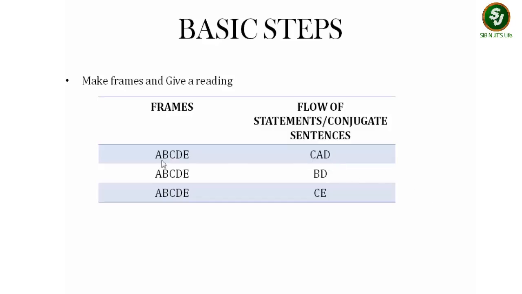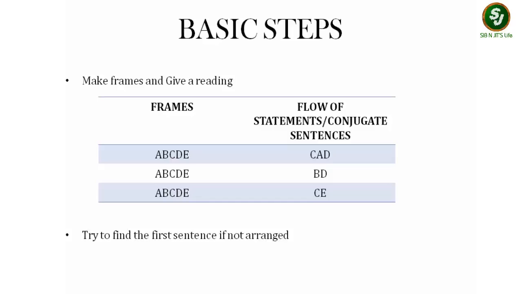See, if the frame is A, B, C, D, E, the flow of statements or conjugate sentences means one after the other. Sometimes while reading some sentences, we can make out that this sentence will come after that. So such sentences are known as conjugate sentences. Whenever you get such a sequence, just immediately write it. Suppose in this frame, I find that CAD is the flow of sentences. So in this manner, we can try to find out the sentences. Then after making the frames, the important thing is to give it a reading.